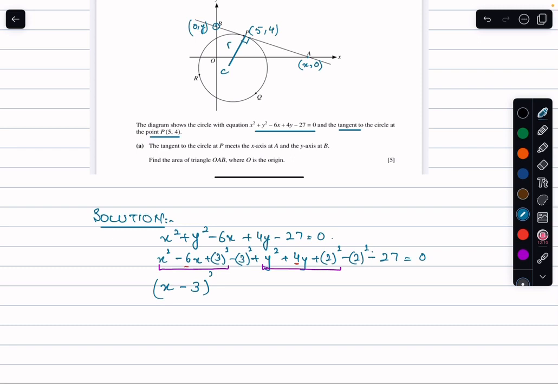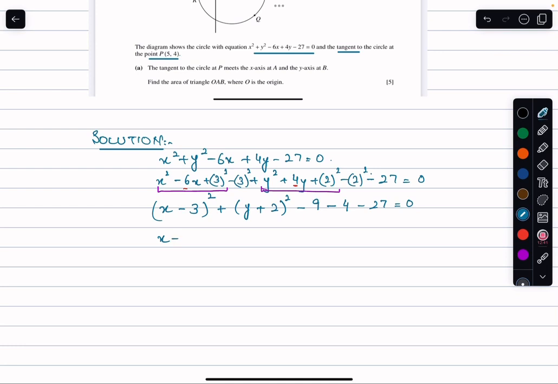The x term, the second term was a negative, therefore I am having x minus 3 the whole square plus y plus 2 the whole square, again because the coefficient of y is a positive, and then I should be taking the constants on the other side, so that it is minus 3 the whole square giving me a 9, minus 2 the whole square, that's a 4, and then I have a minus 27, which is equals to a 0.